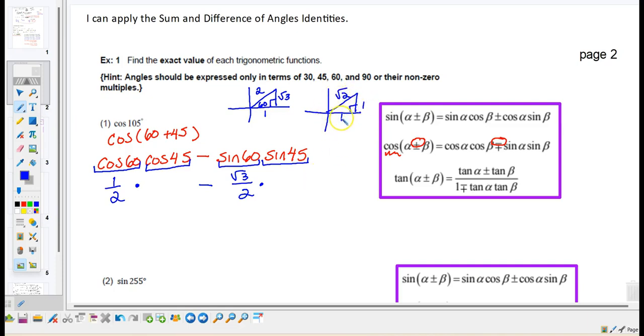This was one form of the 45. Don't write this yet, just watch a second. If we do this, my denominators, that's not nice. 2 times root 2, I can't simplify that at all. So for these problems, anytime we have 1 over root 2, we're going to use its equivalent form without the square root in the denominator, which is root 2 over 2.